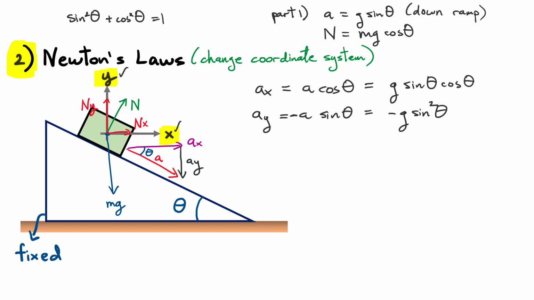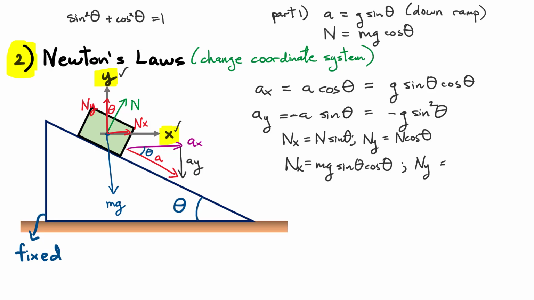If this is the angle theta down here, you should be able to do a little bit of geometry to convince yourself that this is also the angle theta. And right away, you can write that the normal in the x direction is equal to N sine theta, and the normal in the new y direction is N cosine theta, where the normal was defined up here. Let's substitute that value of N. So you get mg sine theta cos theta for Nx, and for Ny, you get mg cosine squared theta.